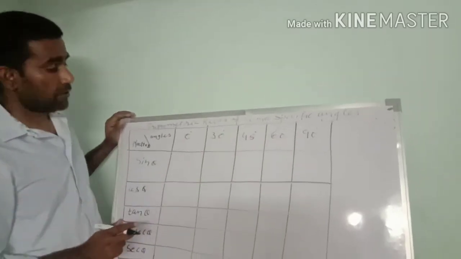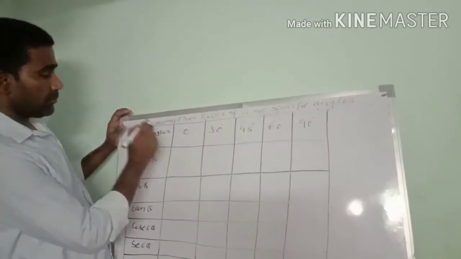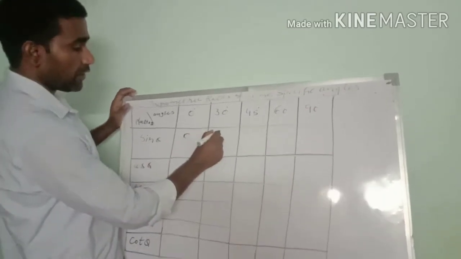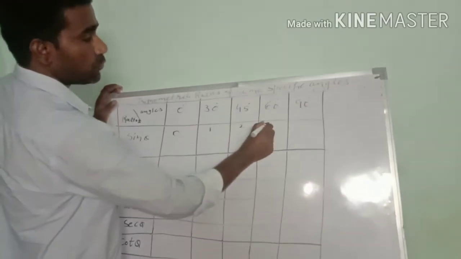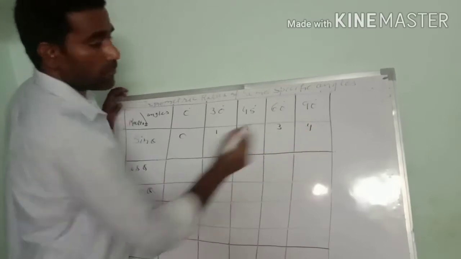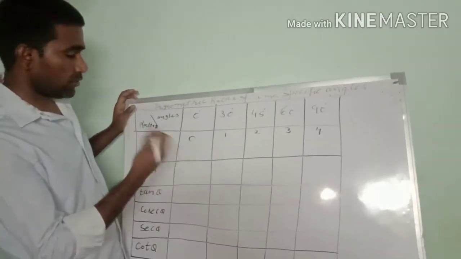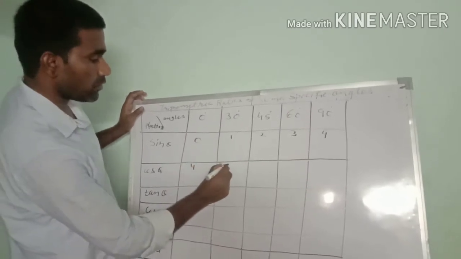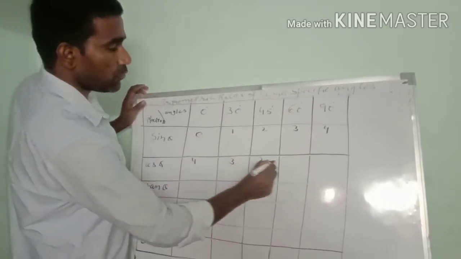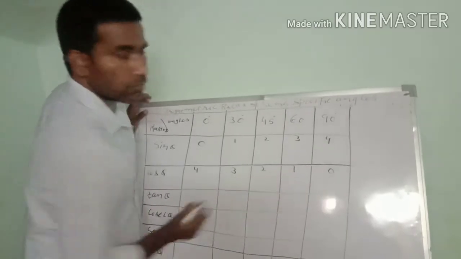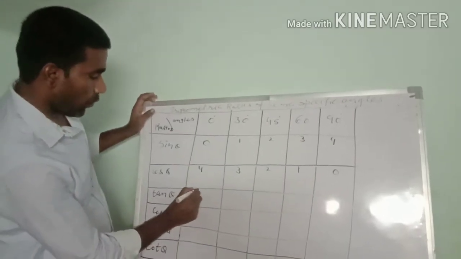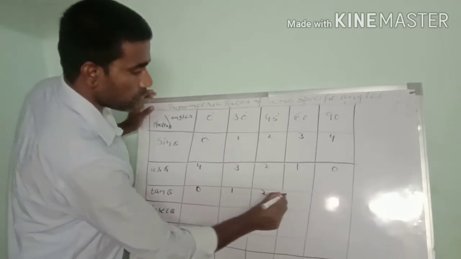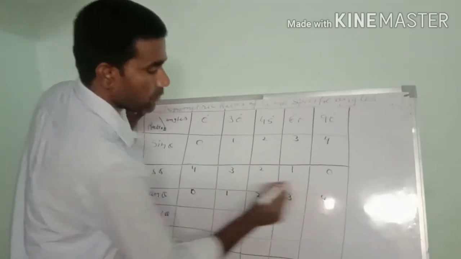and 90 degree angle. So first of all, in the sin theta row, below 0 you will write 0, then 1, 2, 3, 4. Then the reverse of this number, it means 4, 3, 2, 1 and 0. Then again 0, 1, 2, 3 and 4.